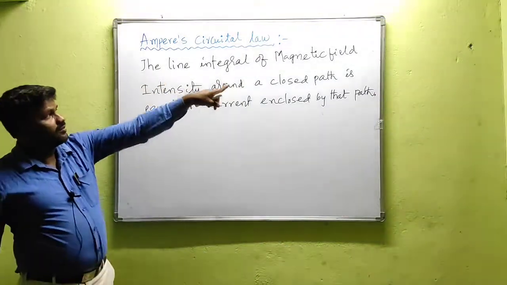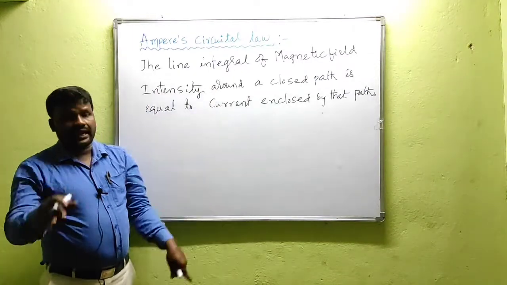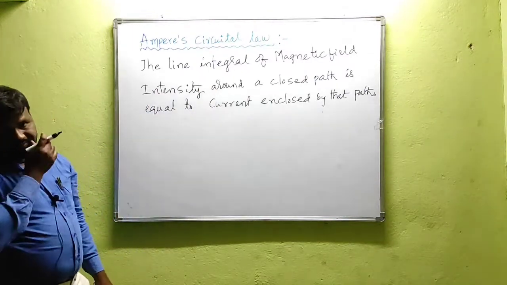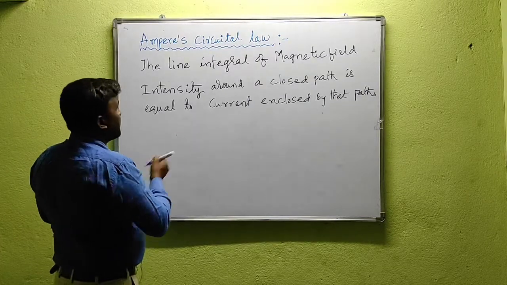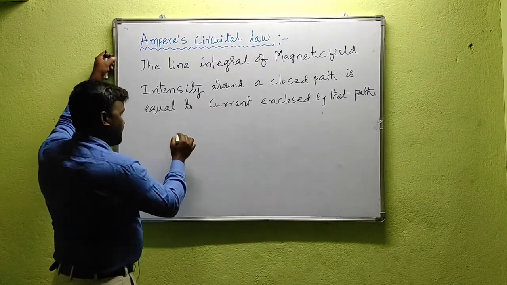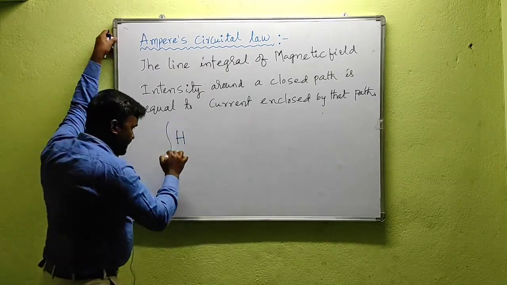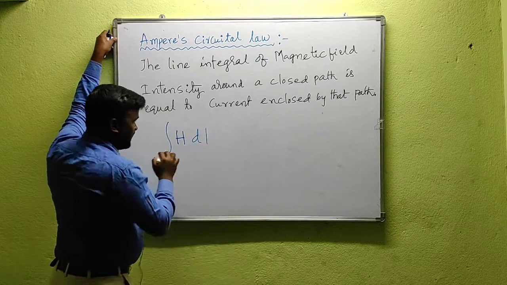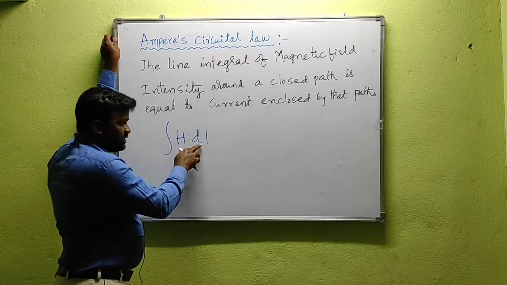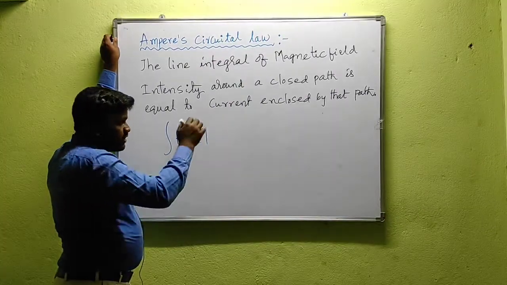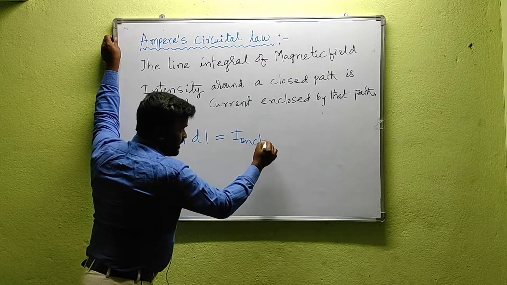Okay, the line integral of magnetic field intensity around a closed path is equal to the current enclosed by that path only. Mathematically it can be written as: we know that the line integral of magnetic field intensity is represented by H dl. It is a vector quantity, and this one is also a vector quantity. It is equal to the current enclosed by that path, that is I enclosed.